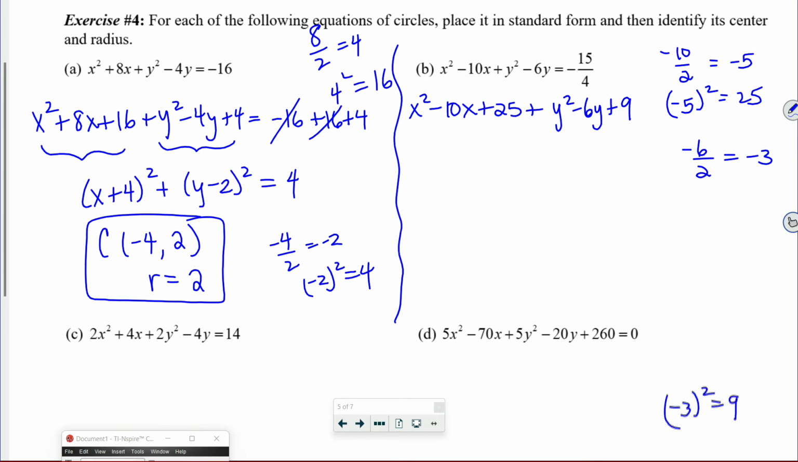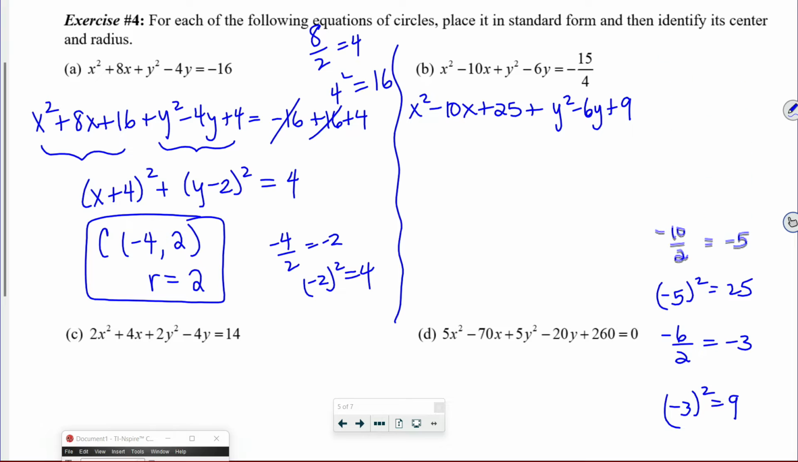And now I have no room, so move these out of the way. Try to move these out of the way, and I'll have negative 15 fourths plus 25 plus 9.